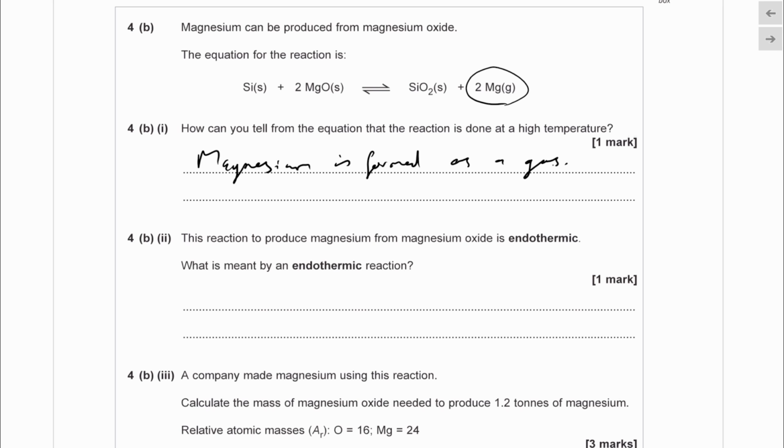Next, we've got part 2. The reaction to produce magnesium from magnesium oxide is endothermic. What is meant by endothermic reaction? Well, an endothermic reaction, you should just know, is a reaction in which energy, well, remember, in an endothermic reaction, the temperature goes down because energy is taken in from the surroundings. So the surroundings themselves cool down. So in which energy is taken in from the surroundings.